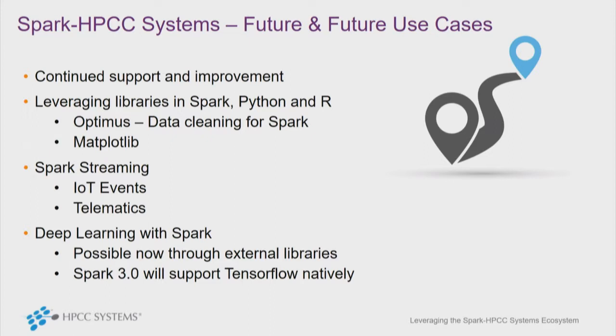Spark streaming is really great for IoT events, telematics. It solves a lot of hard problems around pulling in streaming data, deduplicating the data, making sure that each event is only added into your data set once and added every time. And then, of course, deep learning with Spark. This is possible now through external libraries. Yahoo, of all people, actually pointed out one of the libraries for Spark. It hooks up with TensorFlow. In Spark 3.0, we're currently on 2.4, when that's released, TensorFlow will be built in natively.